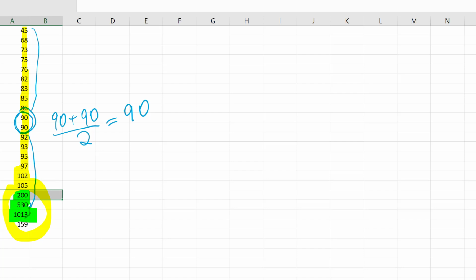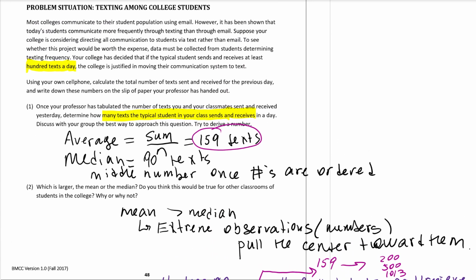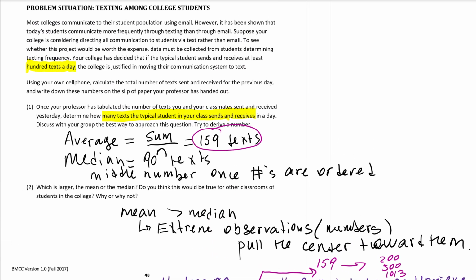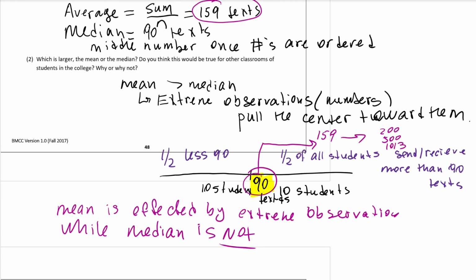So now, if we were to go back to the beginning of this problem situation: your college has decided that if the typical student sends and receives at least 100 texts a day, the college is justified in moving their communication system to text. So what do you think? Is it worth the effort? Do these numbers that I got, let's say, from this one class, are they convincing?